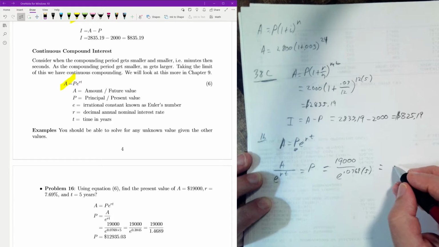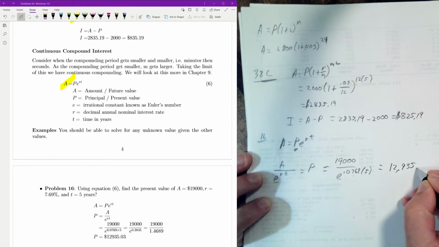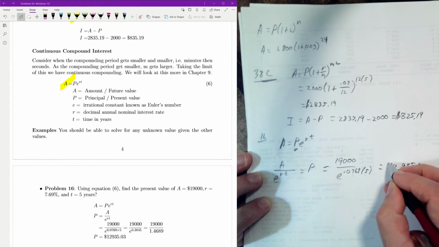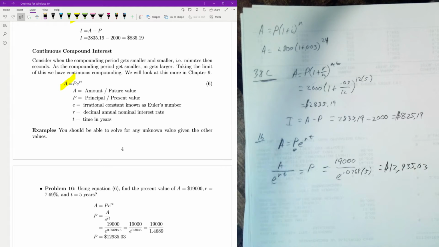Using your calculator, you should end up with the results that we're showing below, of 12,935.03. If you're not getting those values from your calculator, practice until you are. You need to be comfortable using your calculator. It's going to be critical to succeed in this class.